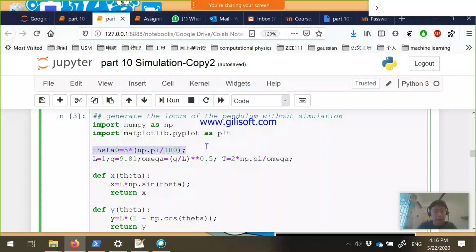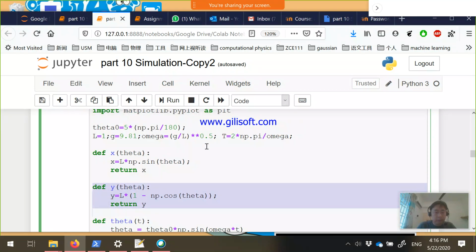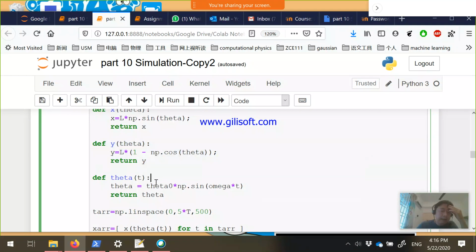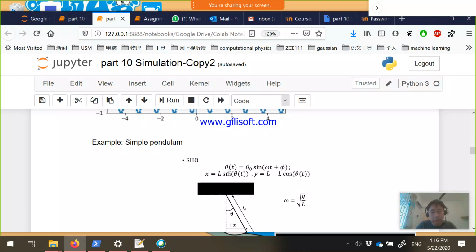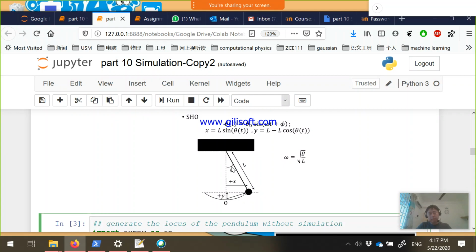So you say, okay, this is my theta naught, 5 degrees. In the beginning, you release it from 5 degrees, so the pendulum will maximally oscillate with 5 degrees. Length is 1 and g is just a constant 9.81. Then omega is expressed as the square root of g over L. Once omega is specified, the period is also specified. The x coordinate is just L sine theta, and the y coordinate is L times 1 minus cosine theta, and theta is the angle. Theta changes with time. Primarily, the angle is a solution to the second order differential equation of Newton's law.